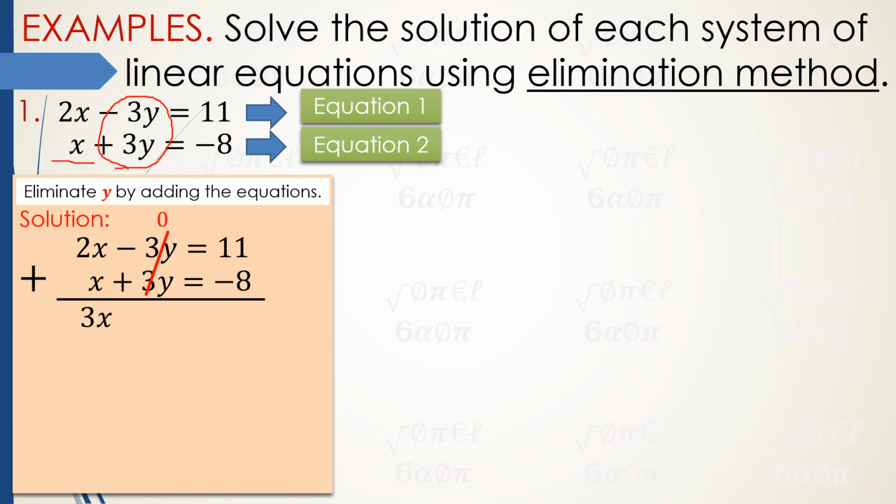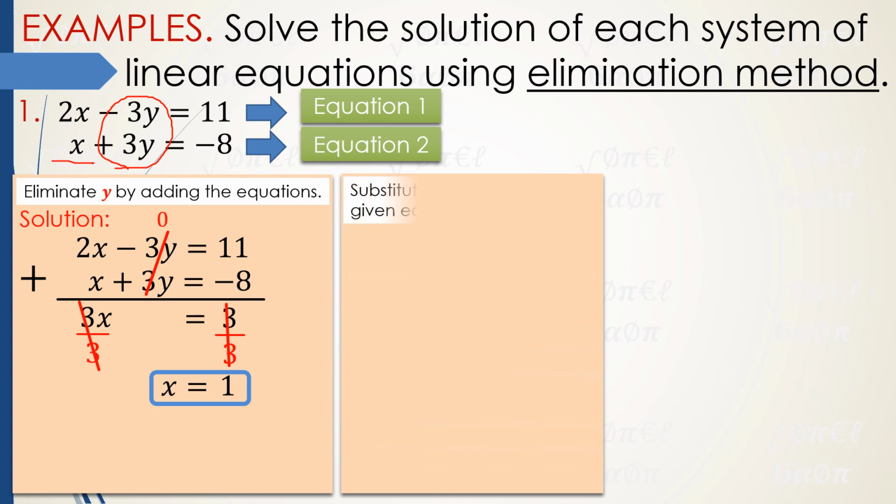So, nagawa na natin yung target natin na maka-eliminate ng isang variable. So, isang variable na lang natitira, yung x na lang. So, 11 minus 8 or 11 plus negative 8 is 3. Okay, so we can now solve for the value of x. So, divide 3 on both sides. So, 3x divided by 3 is x, while 3 divided by 3 is 1. So, therefore, the value of x is 1.